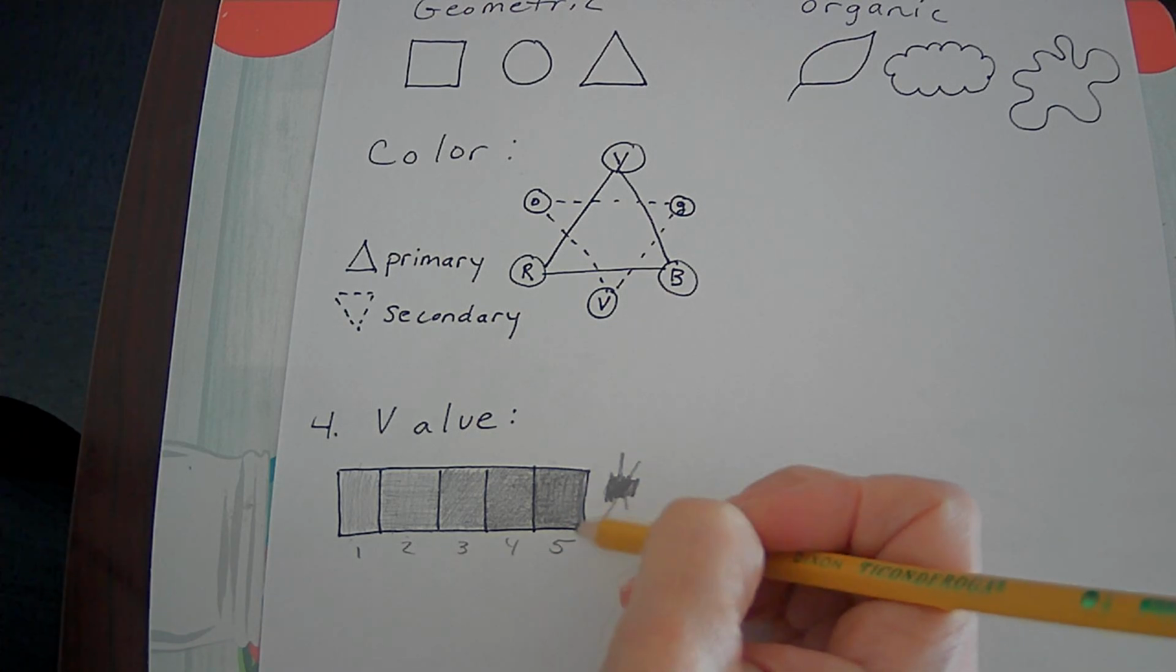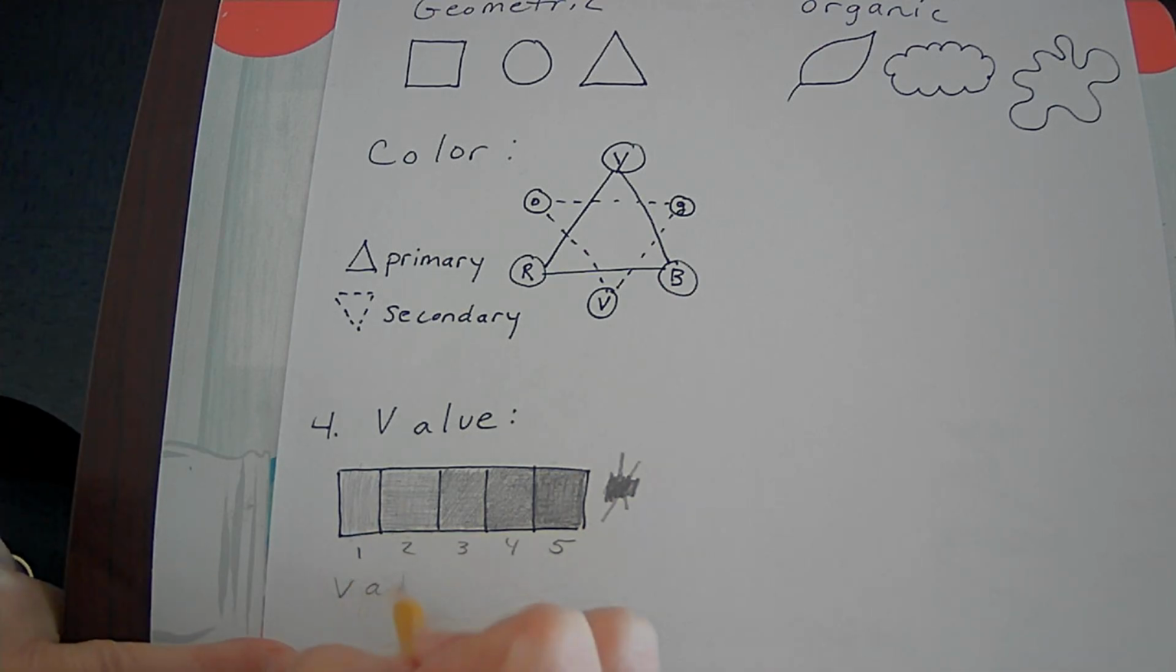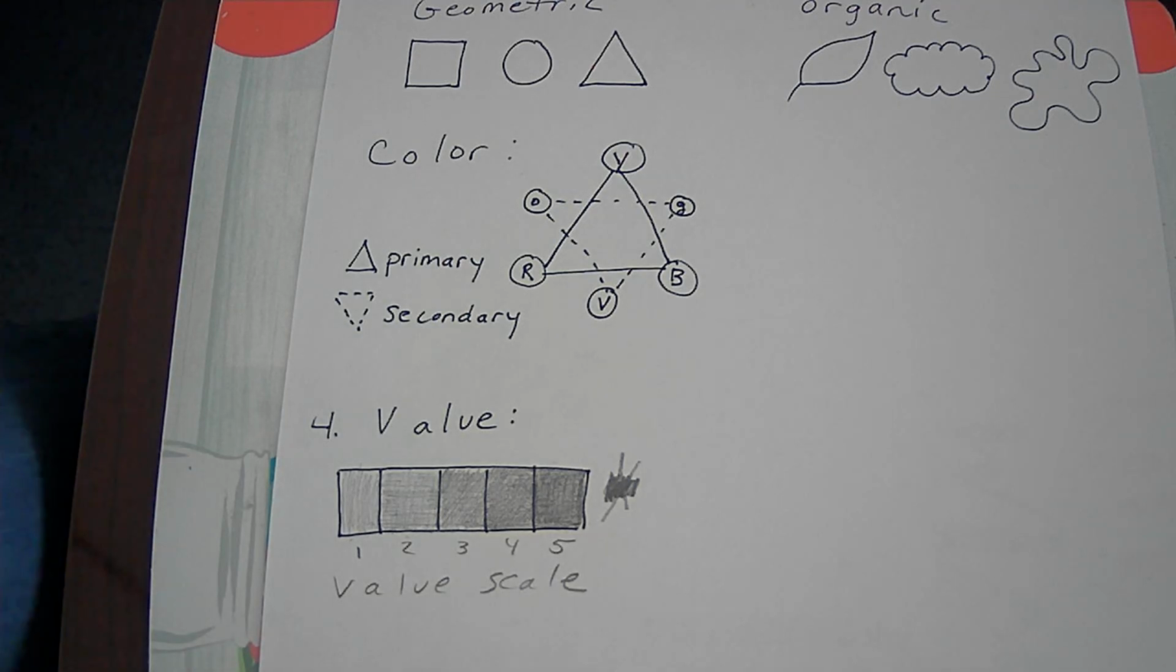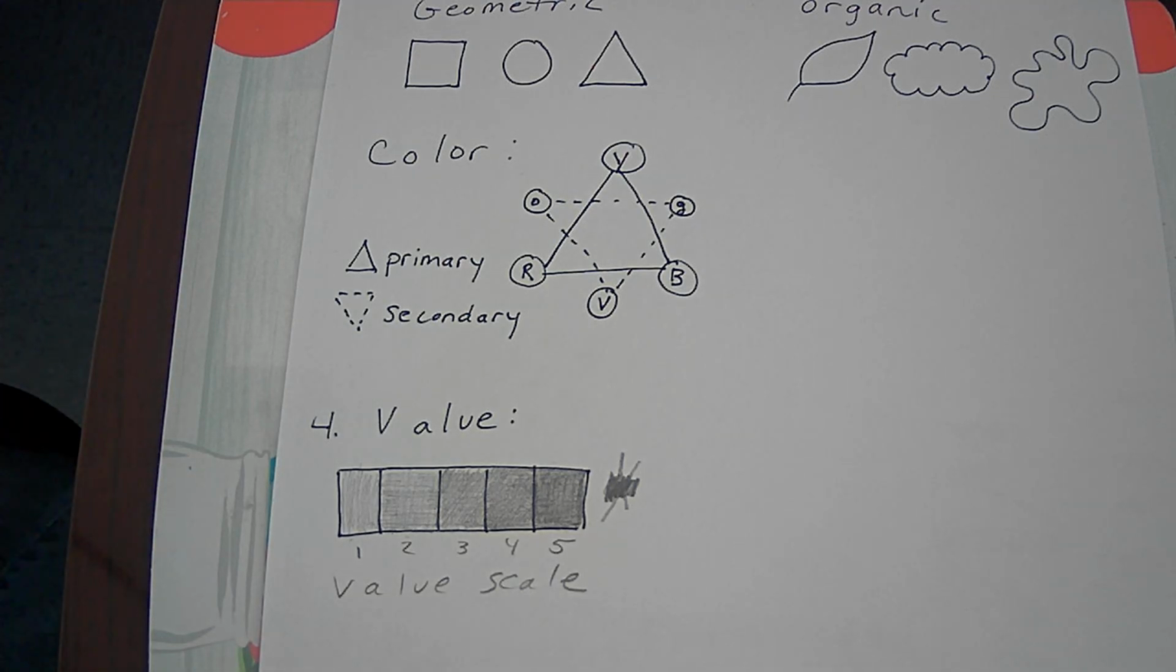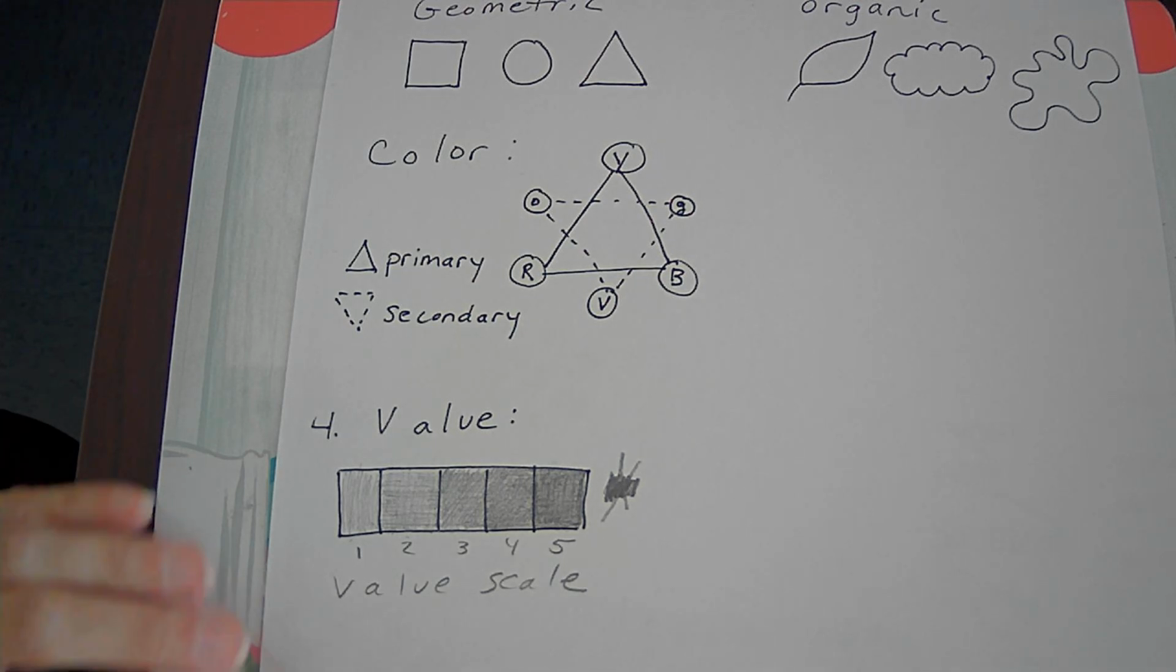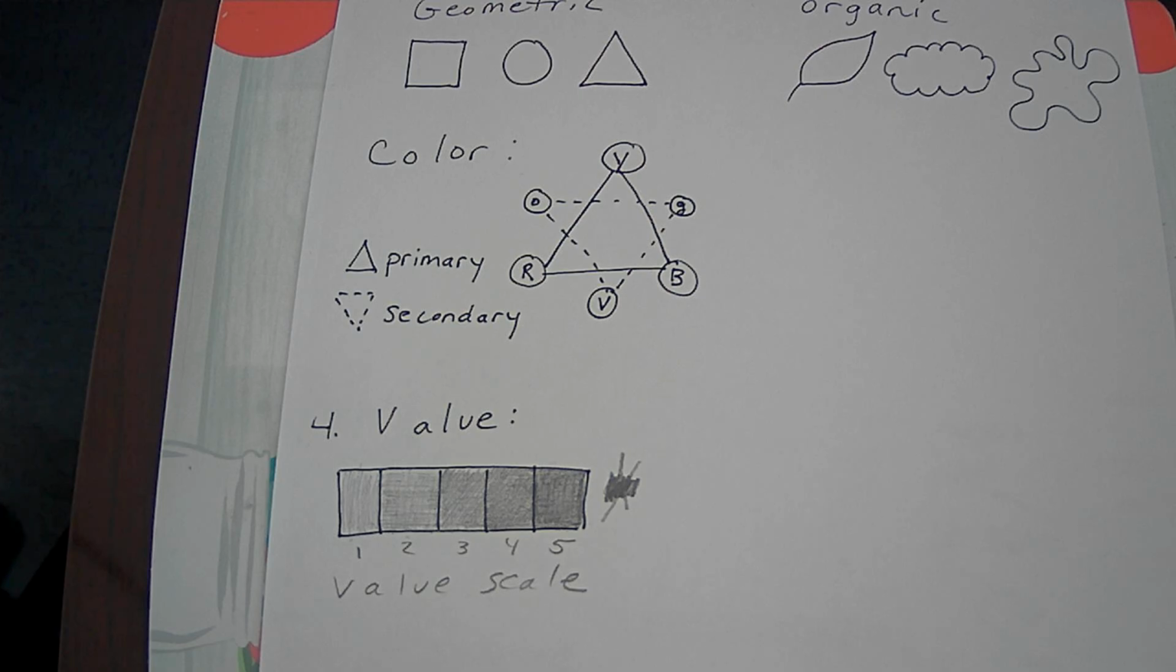So this is called a value scale from light to dark. Okay, I think that's the last one on your left-hand side. I'm going to come around and check those real quick and see how you guys are doing.